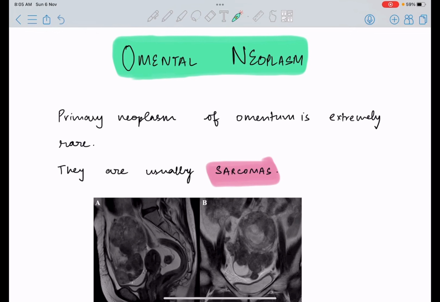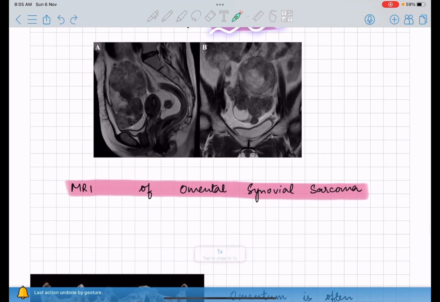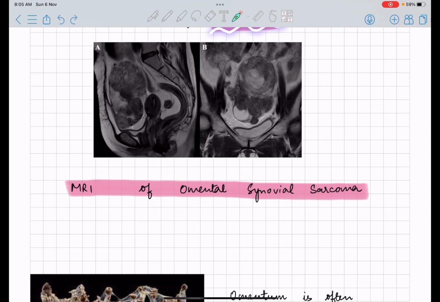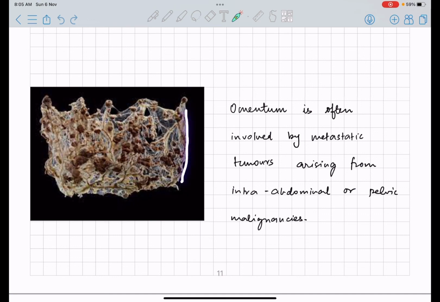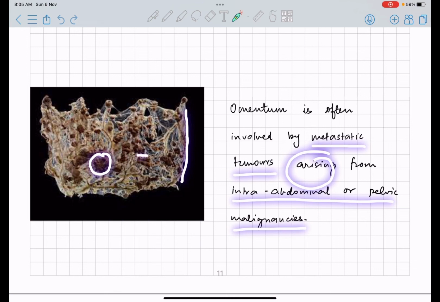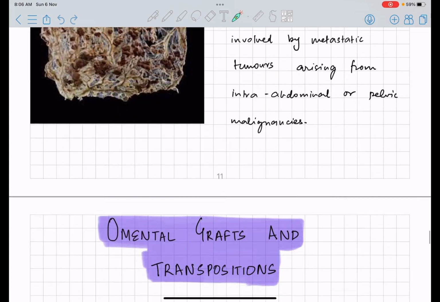What about omental neoplasms? A primary omental neoplasm is extremely rare. However, if at all they are present, they are most commonly sarcomas. If we look at the diagram over here, this is an MRI of an omental synovial sarcoma. Can we look at the mass over here? Yes, this mass is arising from the omentum. It is an omental synovial sarcoma. The omentum is often involved by metastatic tumor deposits which arise from the intra-abdominal or pelvic malignancies. So if you look at the diagram over here, these are metastatic tumor deposits.